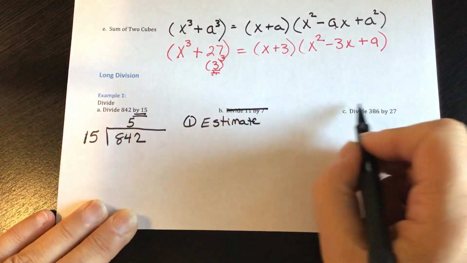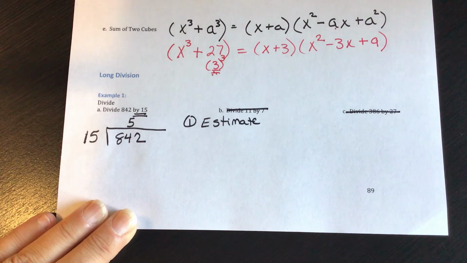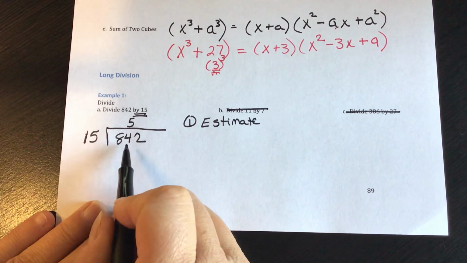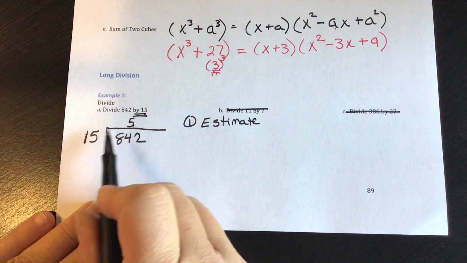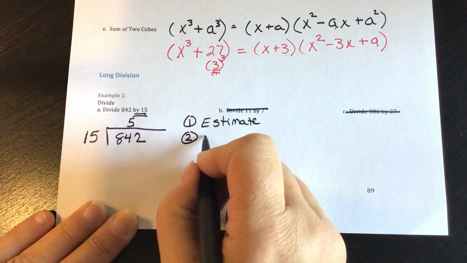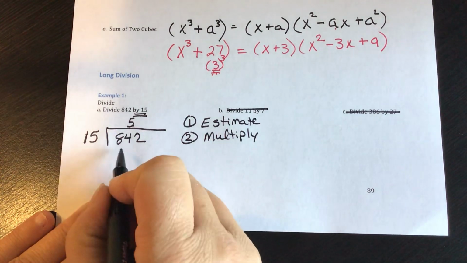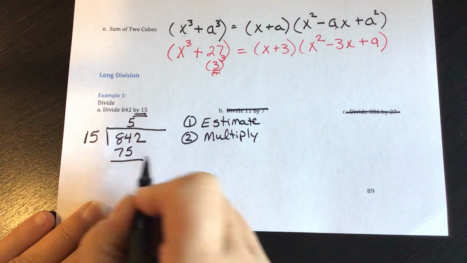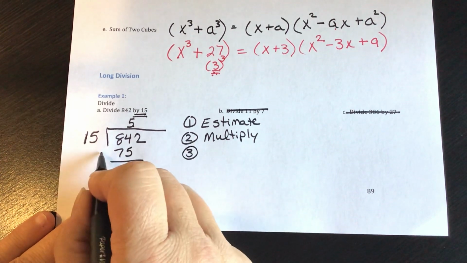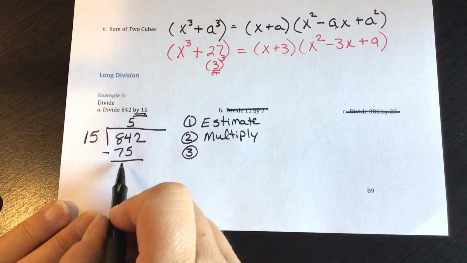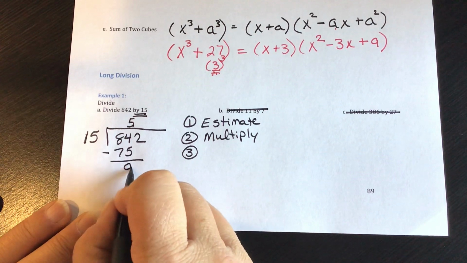And we're not going to do these other two problems here. I think one will be good enough. So after I determine how many times 15 will go into 84, then I need to multiply. So I'm going to multiply. 5 times 15 is 75. My next step would be to subtract. So if I subtract 84 minus 70 is 9.